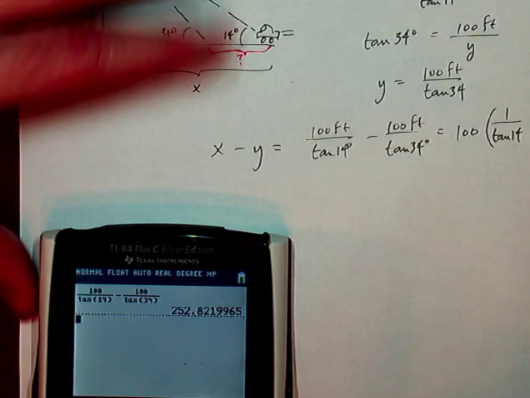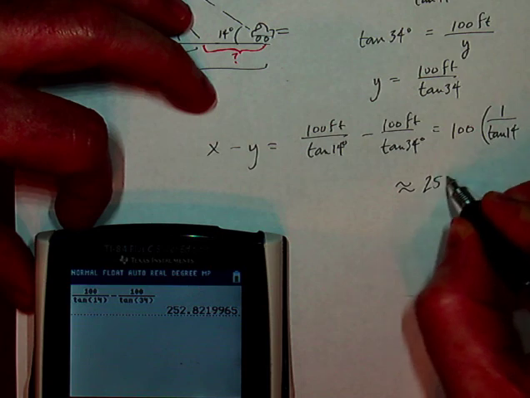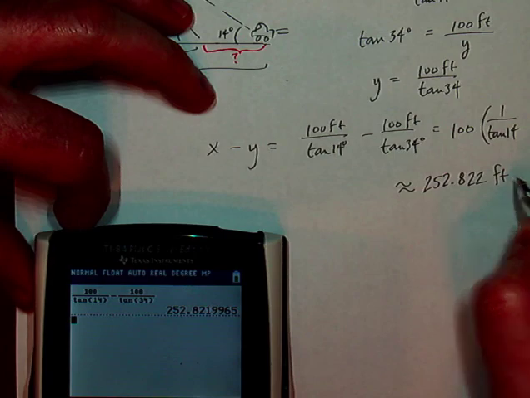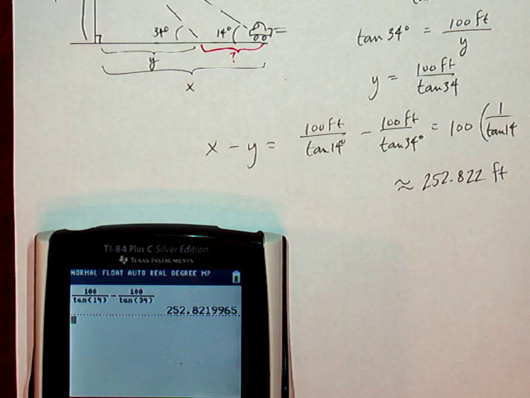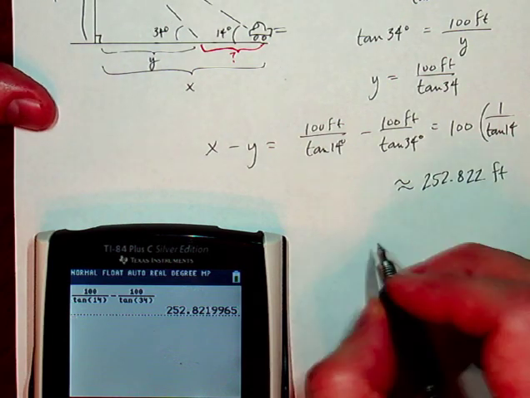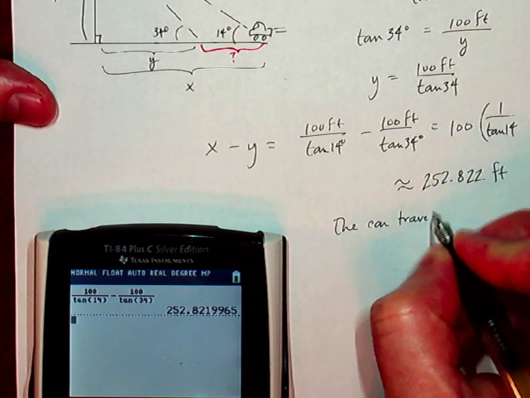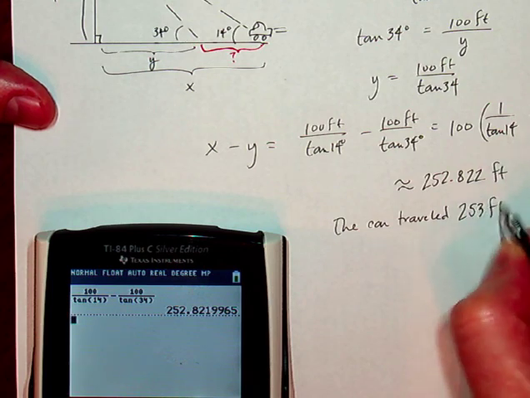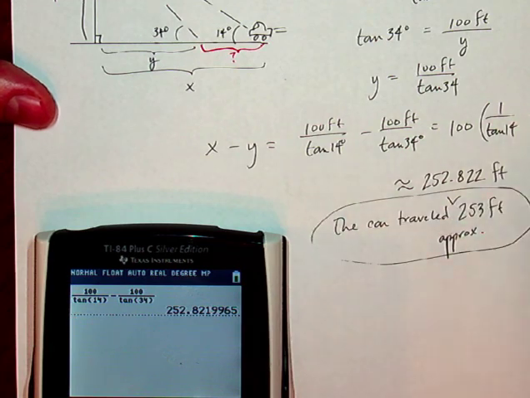Now remember, we always are going to be estimating to 3 decimal points, 252.822 feet. And then, of course, as I said in the lecture, if it is asked in sentence form, I do need you to answer it in sentence form. And just as simple as the car traveled 253 feet, or approximately 253 feet during his observation, or however you want to term it, okay?